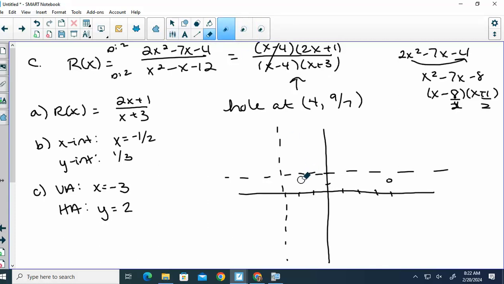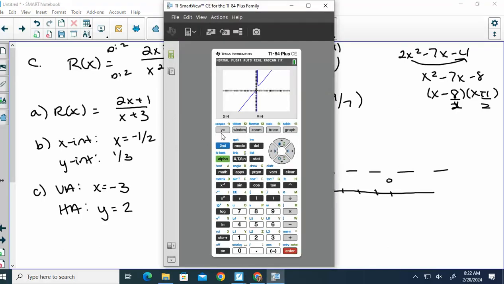Okay, then we plot our intercepts. We hit the x-axis at -1/2 and the y-axis at 1/3. And then you graph it. Always go back to your original.